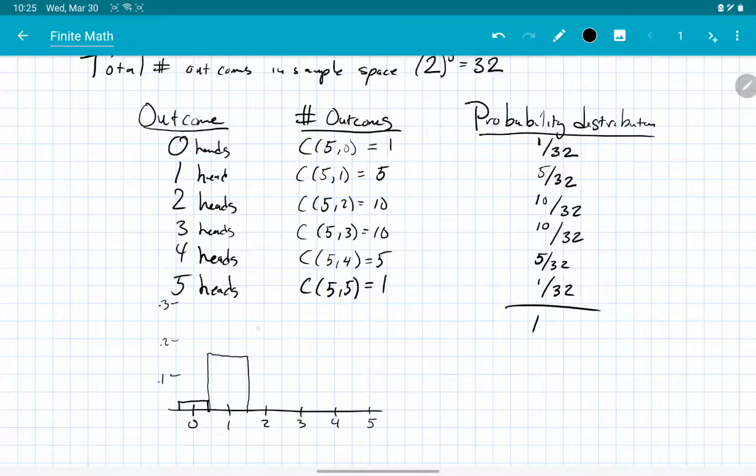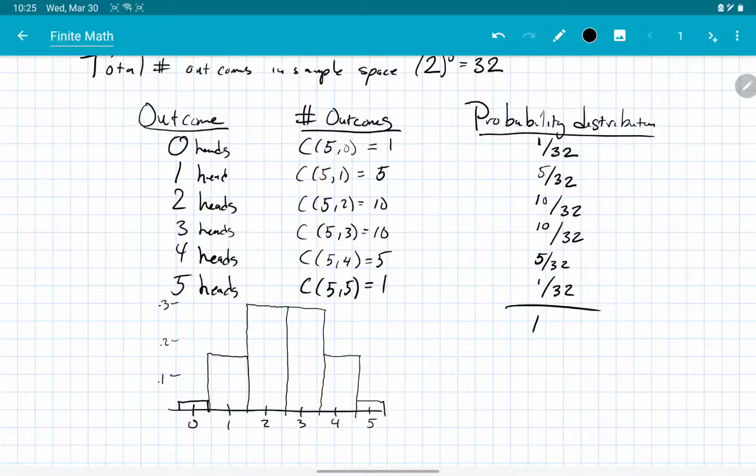2 heads is 10 out of 32. That's a little less than 30%. Same with 3 heads. There we go. Okay. So there's our histogram that shows the probability distribution for the number of heads you get when you toss a coin 5 times.